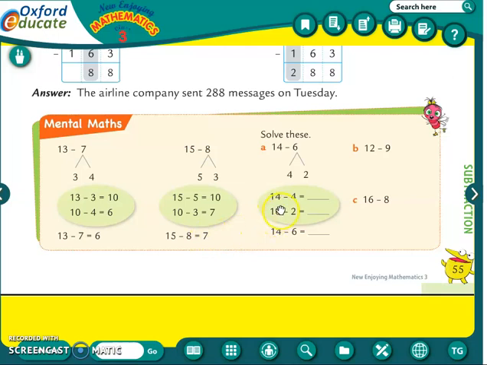Like this, A, B, C you have to do by yourself, and try to do this. It's easy, you can do it. Now we will go to the next page.